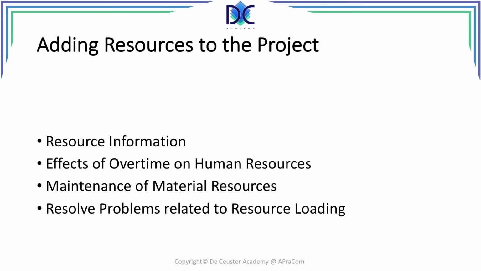In the previous section, I showed you how to create a Gantt chart from the precedence diagram. Now we are going to use that Gantt chart to add information about the resources. First, we have to identify the information we need before we can work with resources. We have to look at the effect of overtime, the maintenance of material resources, and finally resolve problems related to resource loading.